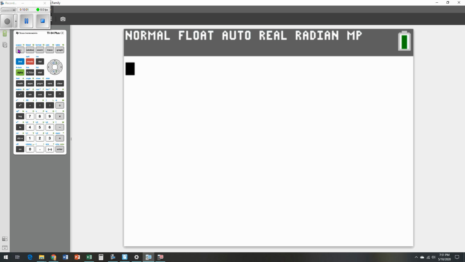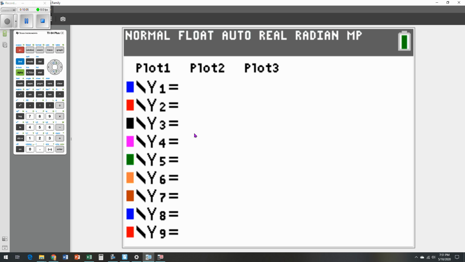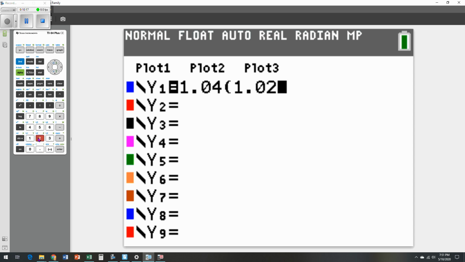So I'm going to start by putting in my equation. I'm going to hit the y equals, that's up in the top left corner, and I'm going to type in that equation. So that was y equals 1.04 parentheses 1.0205 end parentheses, and I'm going to use the raised to power, so that's over here on the right hand side above division.